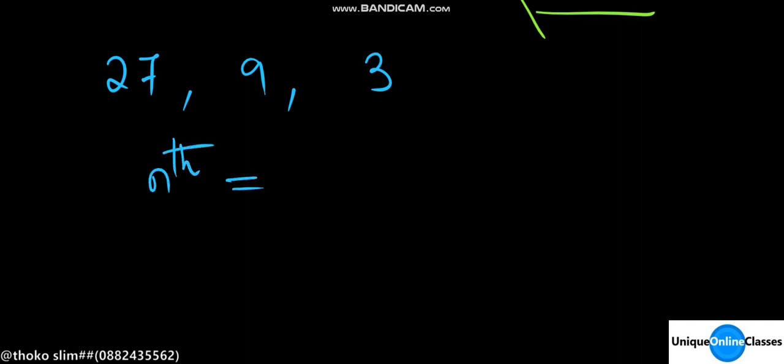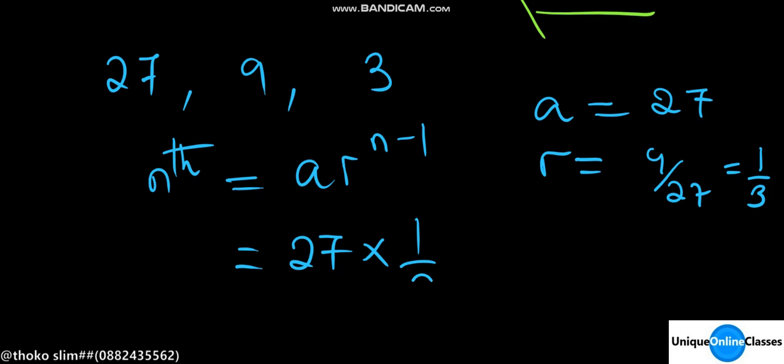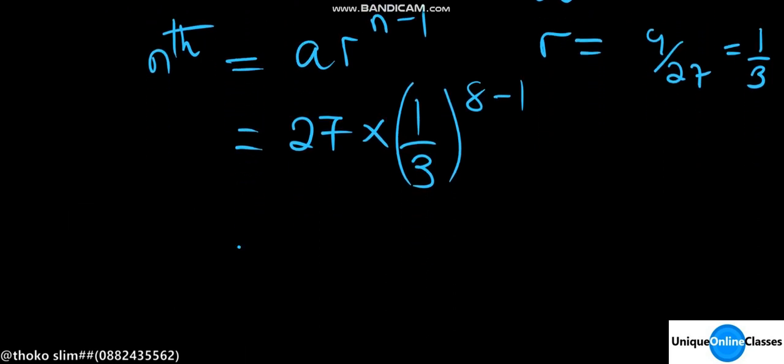The nth term is equal to ar^(n-1), so our a there is equal to 27, and our r we get by dividing 9 by 27. 9 into 9 is 1, 9 into 27 is 3, so that's our common ratio, 1 over 3. So our first term 27 times the common ratio 1 over 3 raised to the power 7, I mean not 7, it should be 8 minus 1.